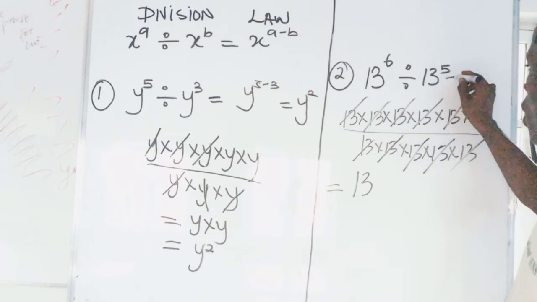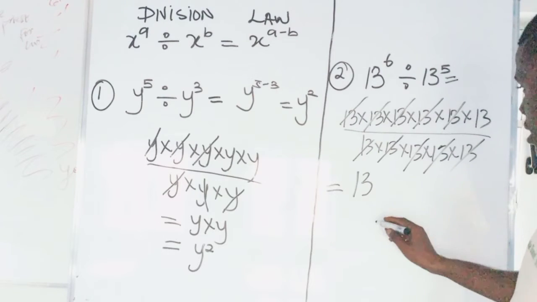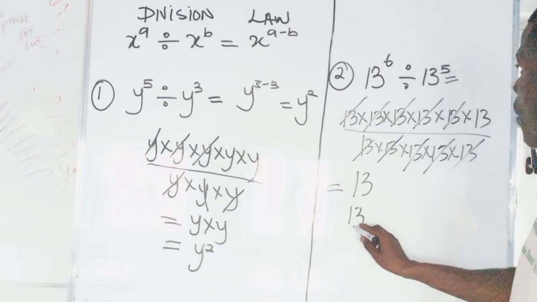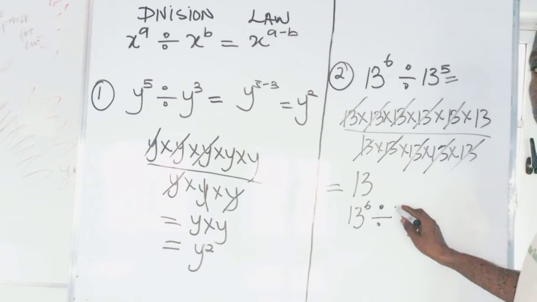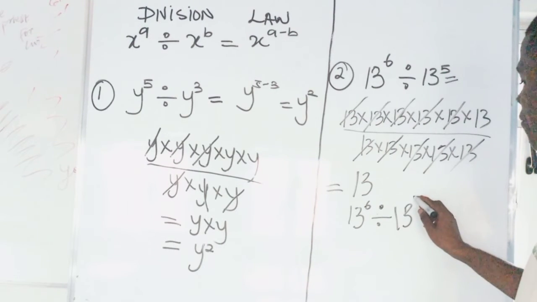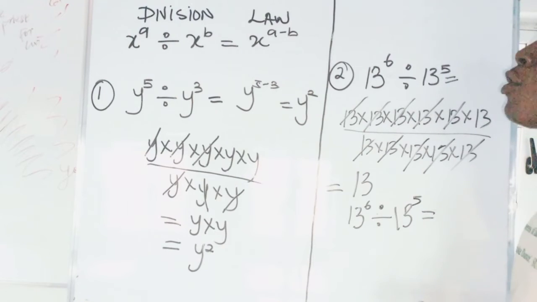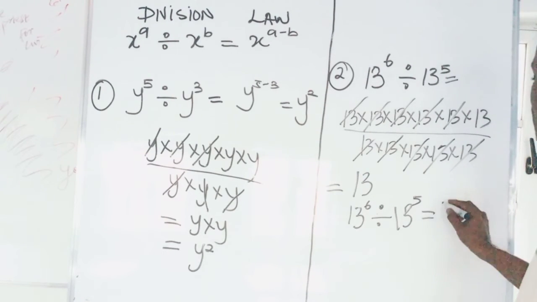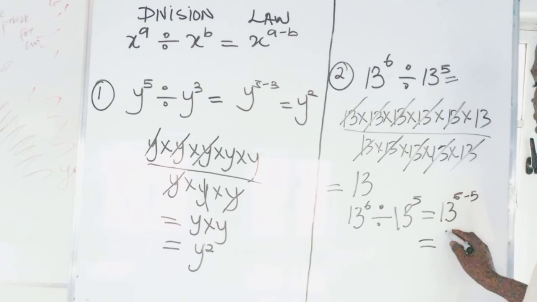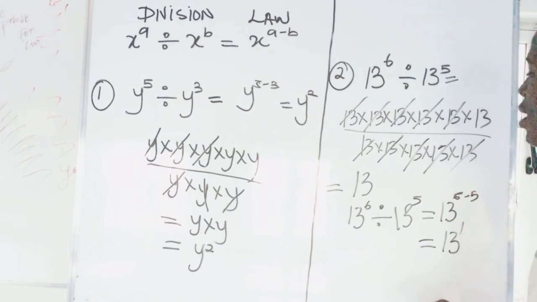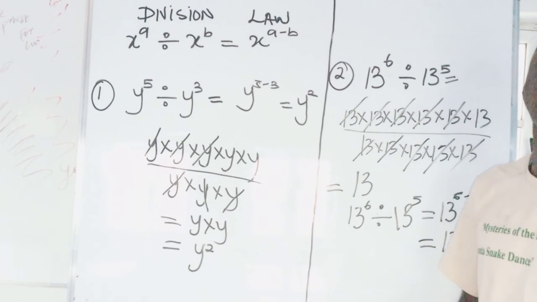So 13 is the answer. This can also be seen as 13 raised to power 6 divided by 13 raised to power 5. The law will make it easier for us and less stressful. So I can have 13 raised to power 6 minus 5. At the end, I'm having 13 raised to power 1. And any number raised to power 1 is that particular number.